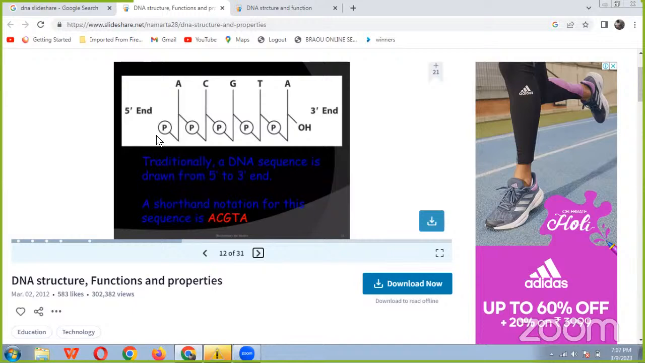Mainly there is the 3 prime end and the 5 prime end, and the 3 prime end contains a hydroxyl group. The traditional DNA sequence is written in the 5 to 3 direction, 5 prime and 3 prime.